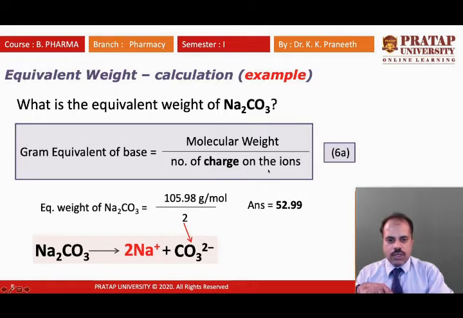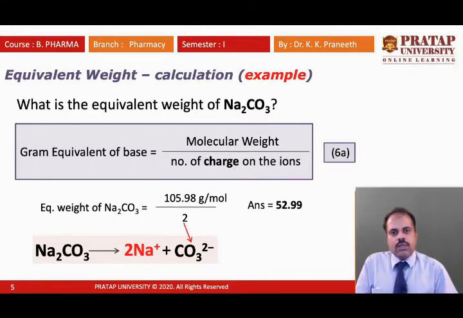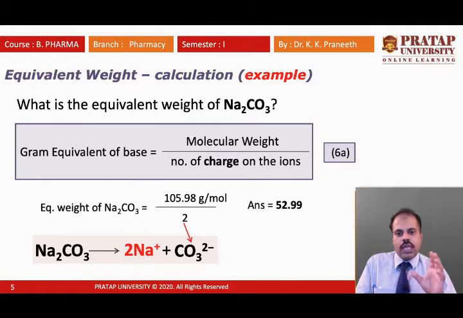It is the number of charge on the ions. Like this, you can derive equivalent weight for different bases, right? Using the same formula, change a little bit here, the number of charge or number of OH minus ions, according to the structure of the compound, or the formula of the compound, and then you can calculate the equivalent weight of any base or any acid.